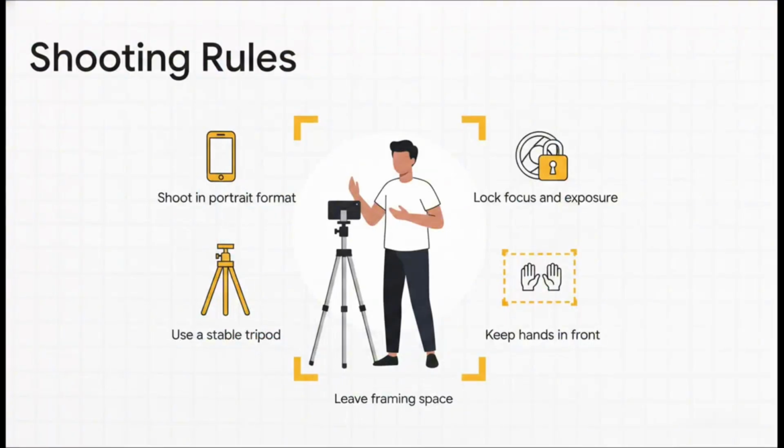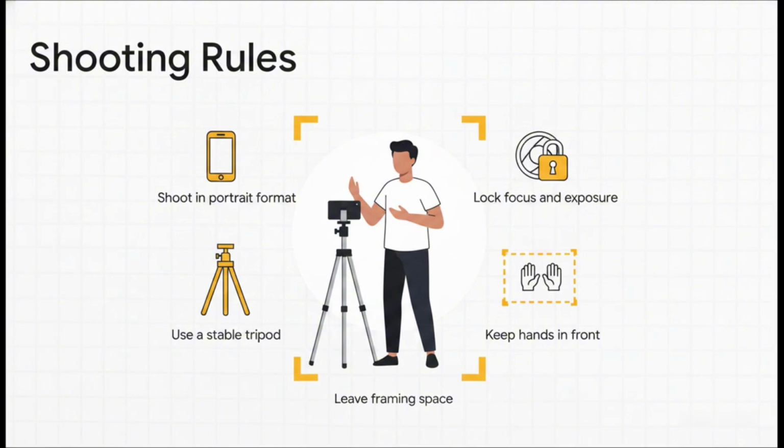Okay, so the AI magic really only works if your initial physical recording protects the illusion. Think of it like a magic trick. The setup is everything. Here are the 5 golden rules of filming for this technique. First, you gotta shoot your initial footage in portrait format with consistent lighting. Second, use a completely stable tripod. No shaky cam here. Third, lock that focus and exposure.